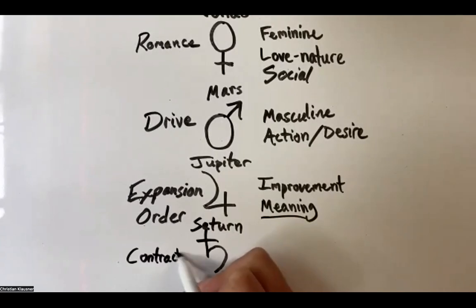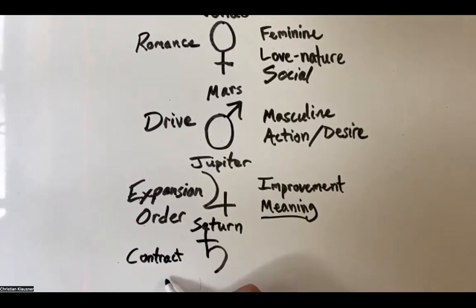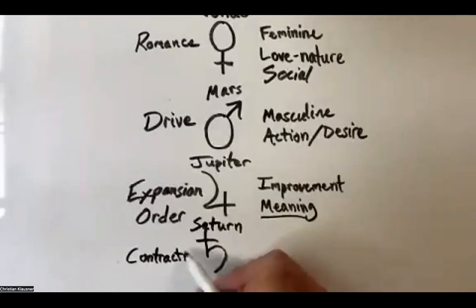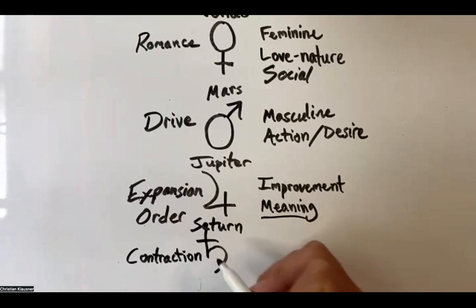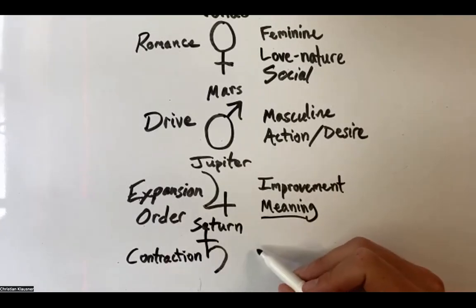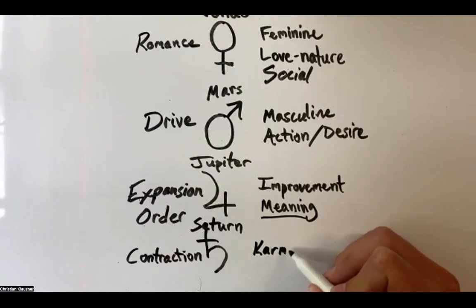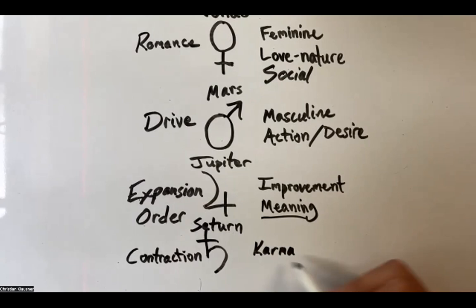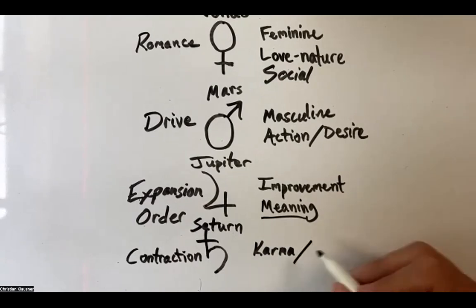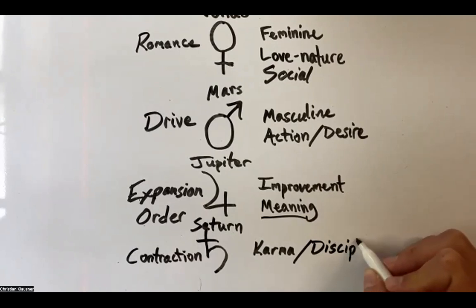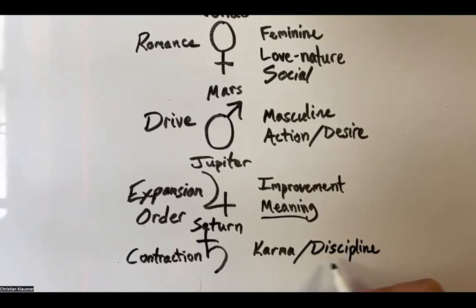Contraction. It's interesting the word contract is in contraction because Saturn is also the planet of karma. It shows what the karma is in the life, the hard lessons you're here to work through. And this is really the planet that shows your nature for discipline, the unique way you most naturally can find discipline, or the most beneficial way you can find discipline.